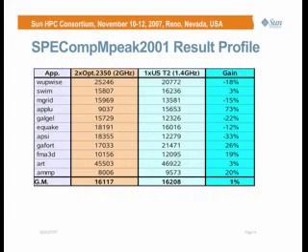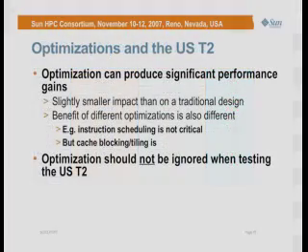So one thing we did find is that initially when we got this CMT design, we thought that optimization is not going to be very critical, but in fact it is fairly important. So we thought the simple pipeline, the fact that as soon as a long latency instruction is issued, the whole thing switches to another thread, all of those things would make traditional optimizations less important. It is not entirely true. Things like instruction scheduling may not be critical, but things like cache blocking and tiling are, in fact, quite critical. And so one thing we found is that optimization should definitely not be ignored when testing the UltraSPARC T2.